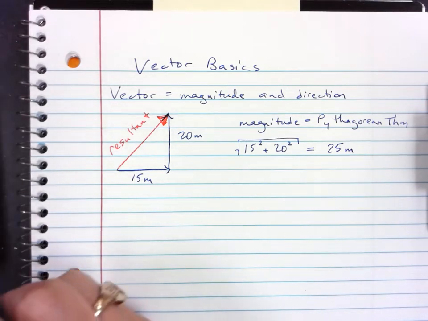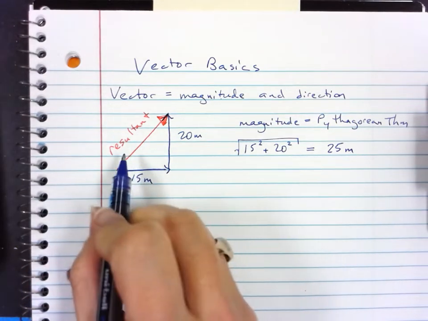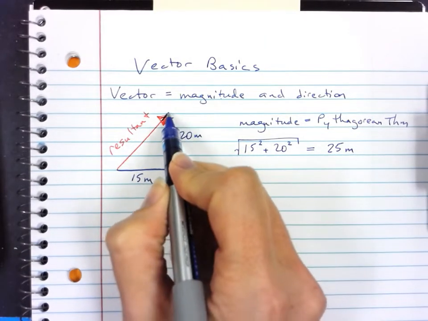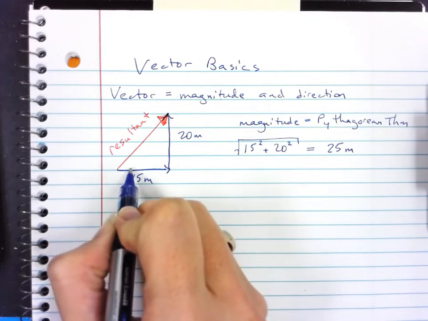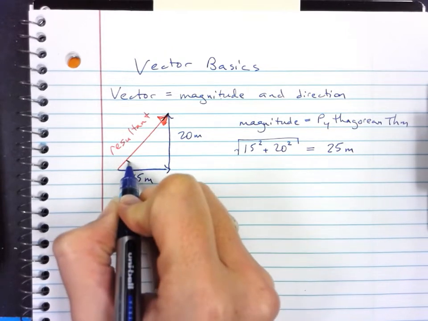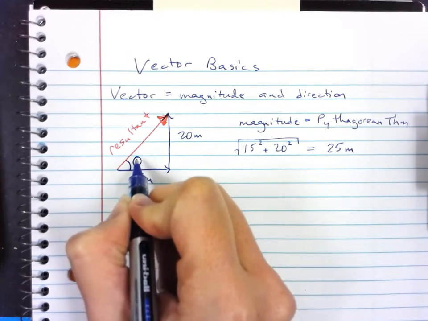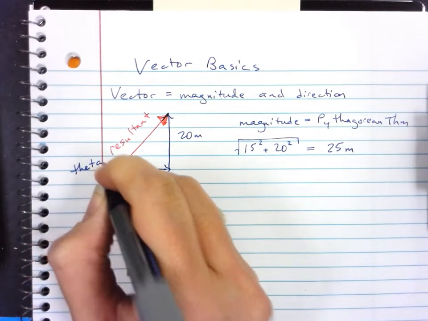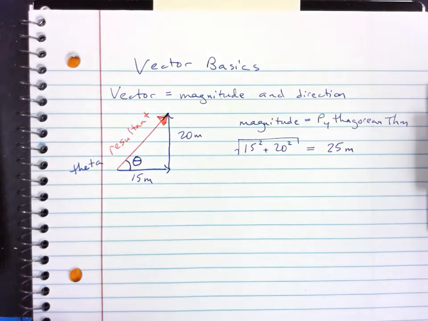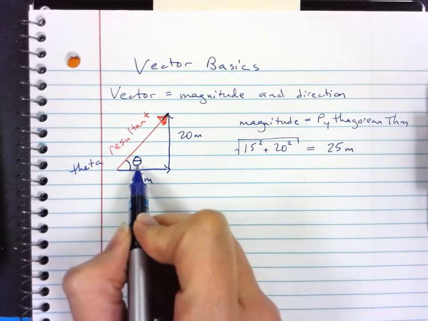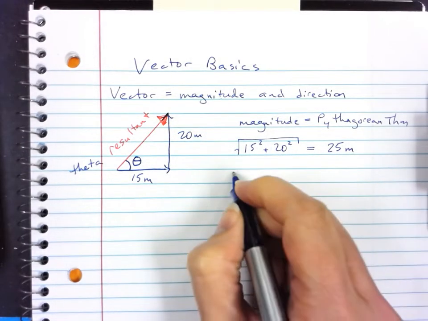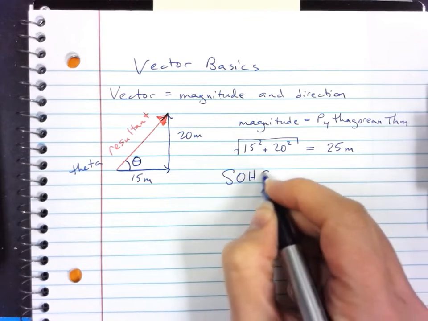Now we need to talk about trig. I also need to know what direction. If you only know to go 25 meters, I'm not going to end up here unless I get this exact angle right. And so we are going to call this the Greek letter theta. We are going to use it for angles in this class. And to calculate this angle, we know the two legs of the triangle.